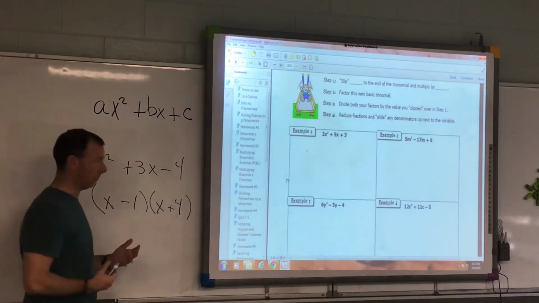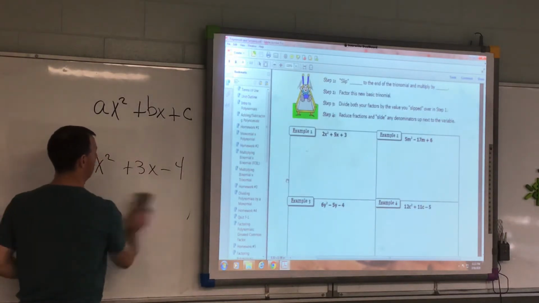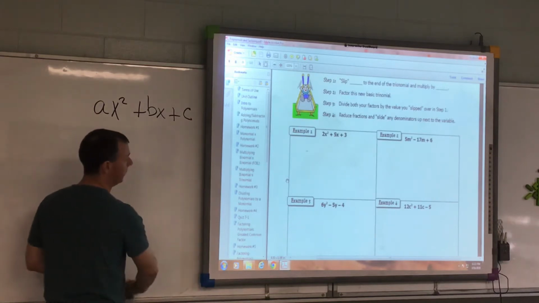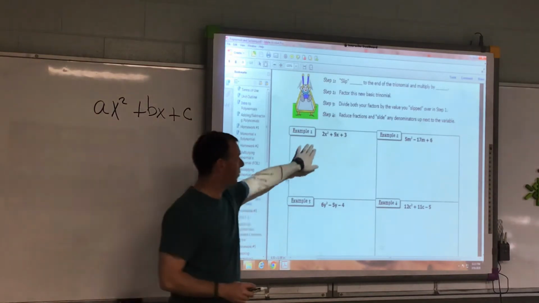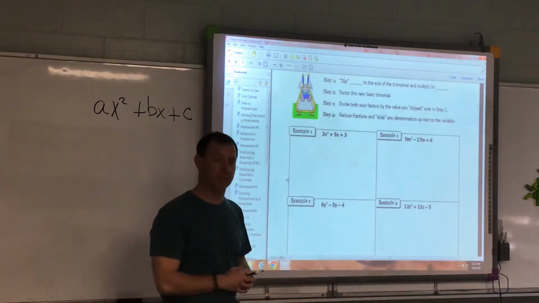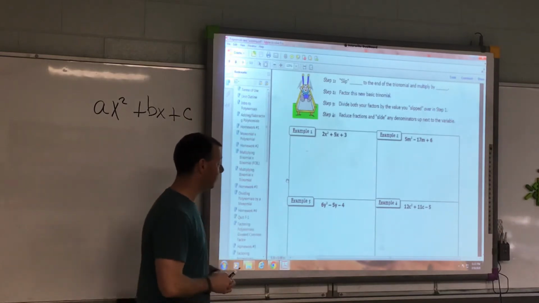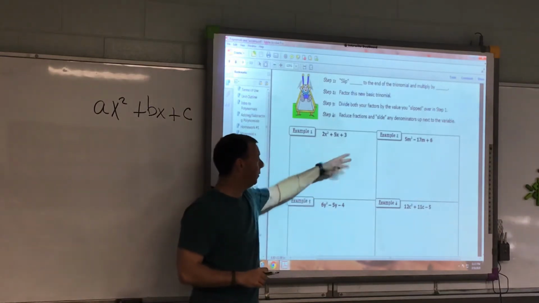Well, we're going to do something similar to that, except now there's going to be a number in front of the x squared. Now, if we look at the numbers 2x squared, 5x, and 3, none of those divide by a common factor, say a 2 or a 3 or a 5. They're relatively prime with everything. So how do we do this?